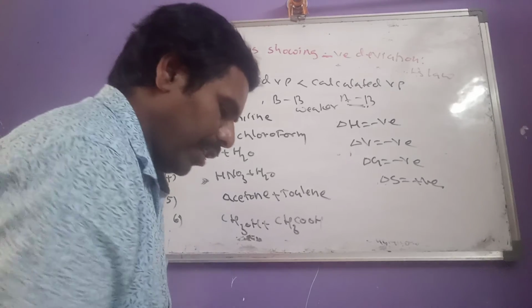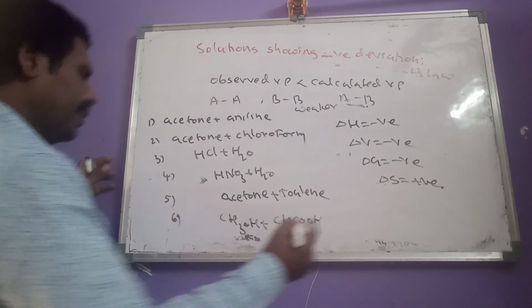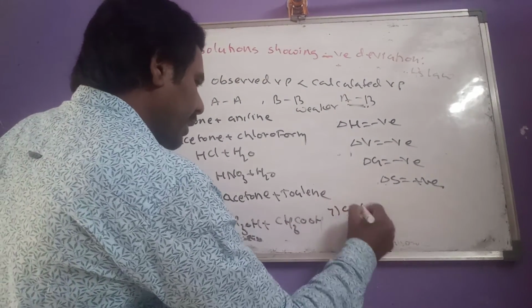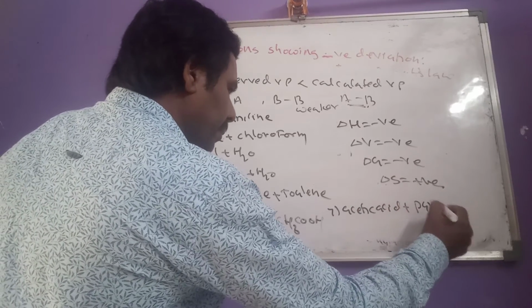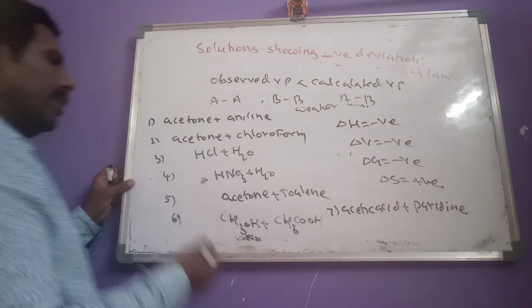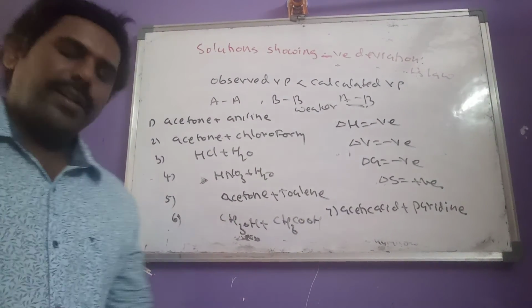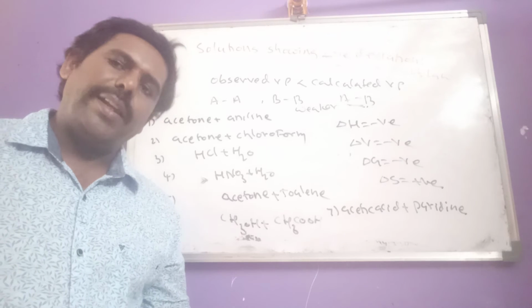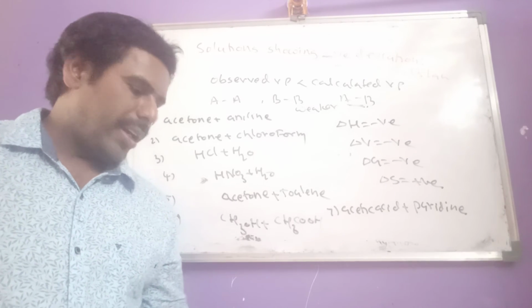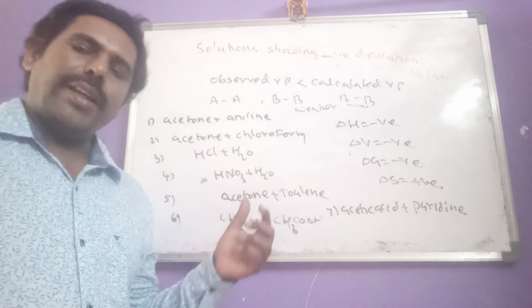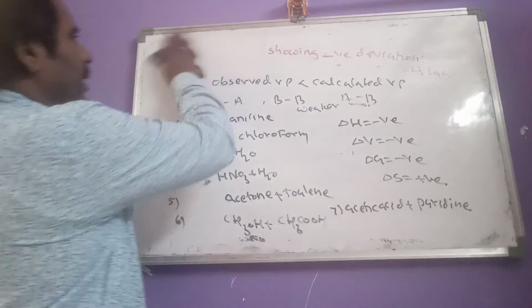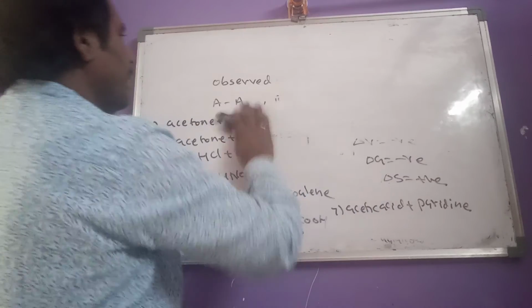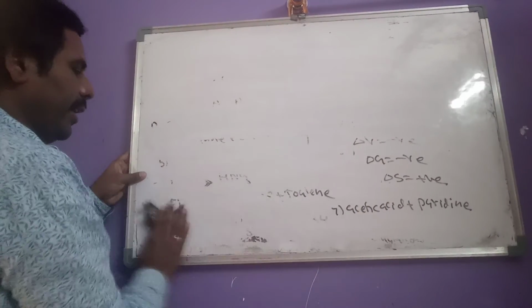And one more example we can give here: acetic acid plus pyridine. So these are the examples for solutions showing negative deviation from Raoult's law. And for this we can give the graph. Let us see that. What is the graph for solutions showing negative deviation from Raoult's law?